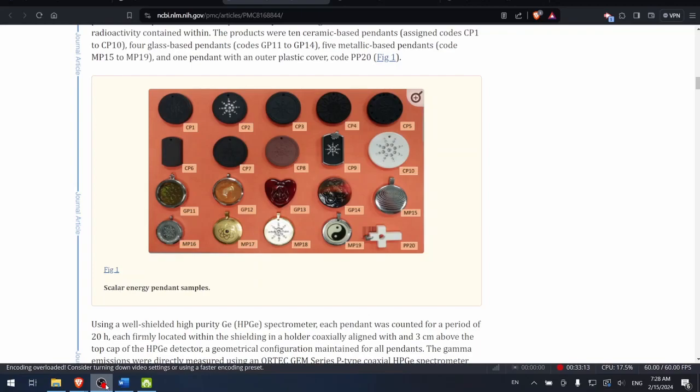I actually have this glass one here called GP11, and I believe that was found to be. So the paper says the products were 10 ceramic based and 4 glass based, 5 metal. I don't remember where I read it, but the glass one had a highest rate of something. I don't remember now. Okay, well, I won't bore you guys with that.